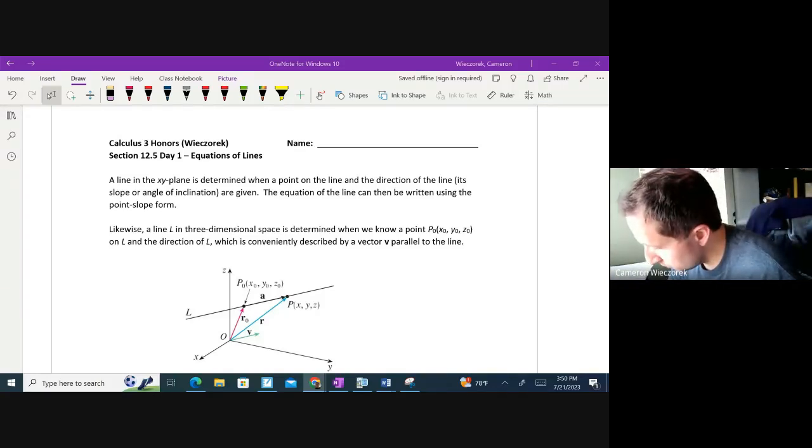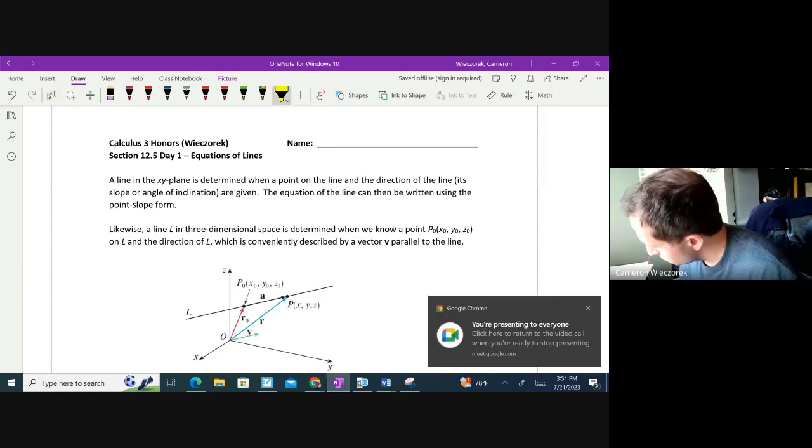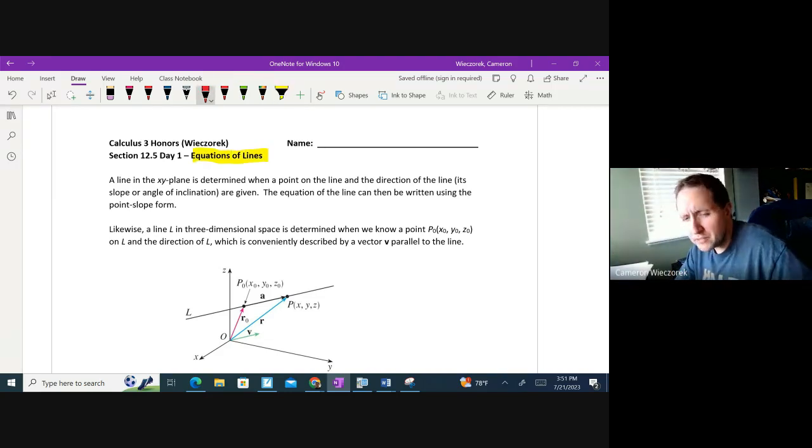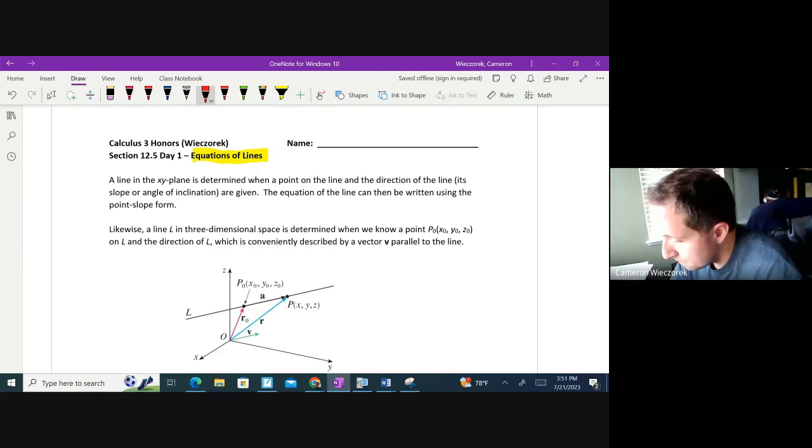All right, so section 12.5, day 1, we're going to start looking at equations of lines written in vector form and written parametrically. Up to this point in your math careers, you might have done a little bit of this in pre-calc, but the first way you ever learn how to graph a line or write the equation of a line would be in point-slope form and in slope-intercept form.